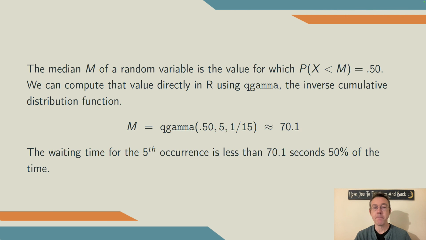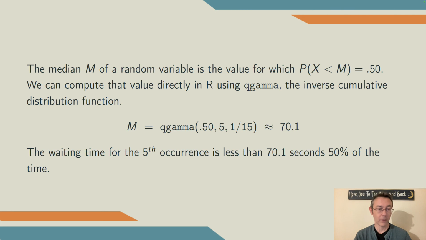Okay, let's talk about the median. That's the value of the random variable for which the probability that the random variable is less than that value is equal to 50%. So basically, if you run this probability experiment many times, half the time the results will be less than or equal to that value m. We could do that by guessing and checking with pgamma, just doing it directly, but R has a built-in function, qgamma, that will do this automatically. It's the inverse cumulative distribution function.